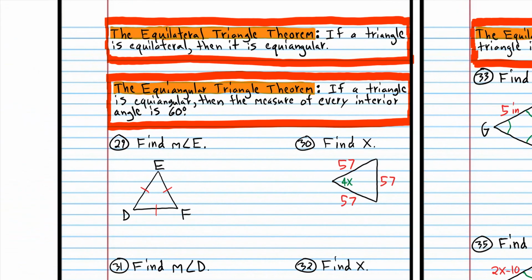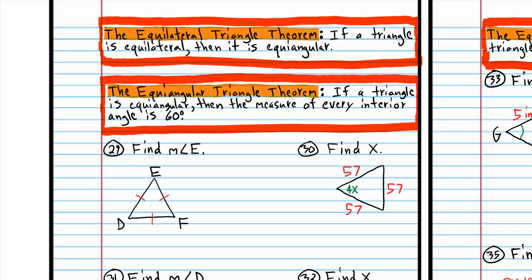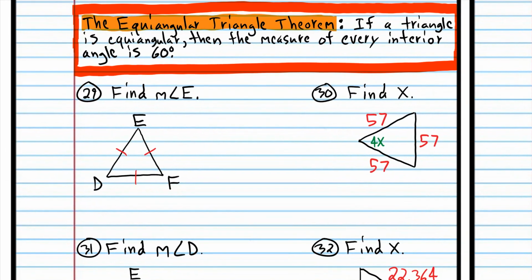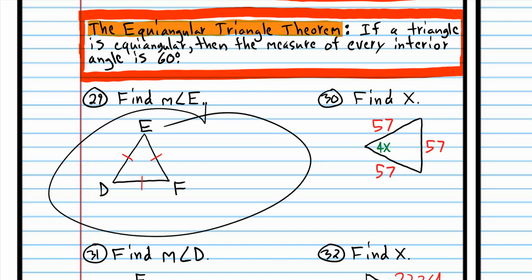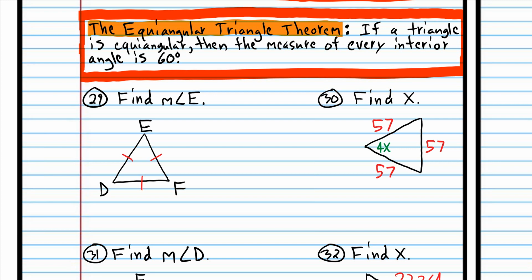So if you have a triangle that is equilateral, and remember, equilateral means that all the sides are congruent. So you can see here that all the sides are congruent. If you have a triangle that is equilateral, that proves that it's equiangular. Okay?